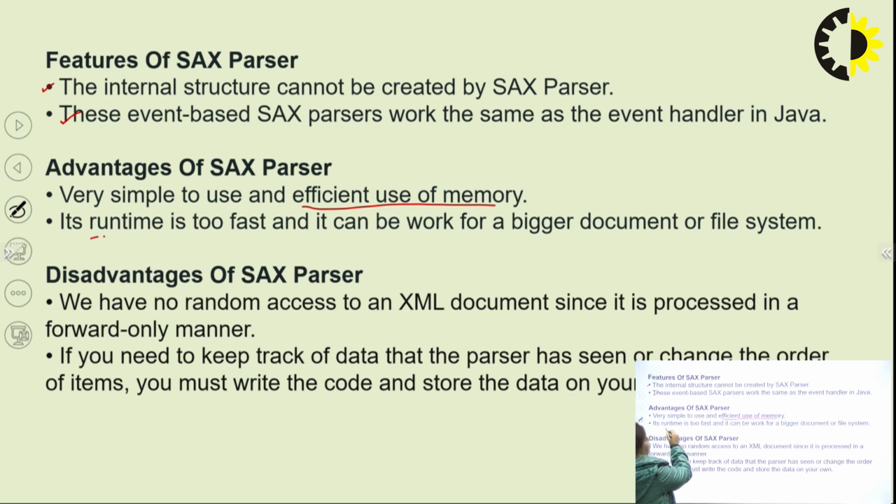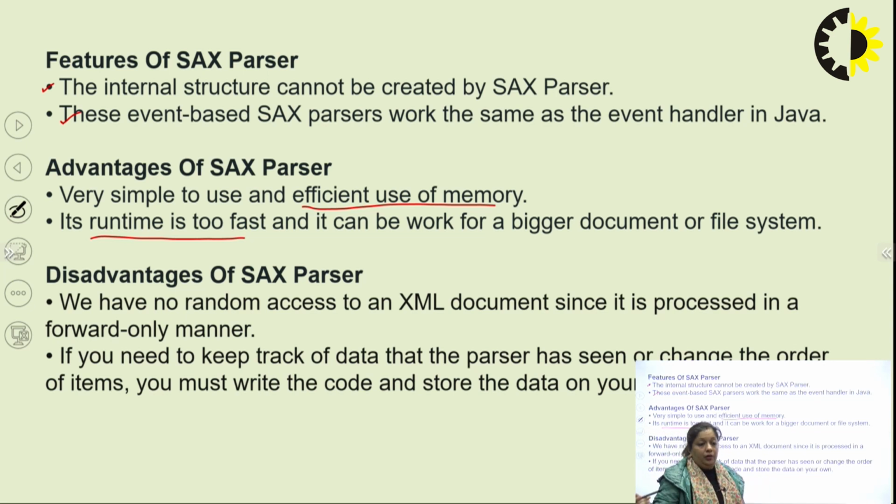Its runtime is also fast and it can be used to work with bigger files or documents. Why is the runtime fast? Because it is going to read the entire document line by line. So wherever it encounters an event, that will trigger it and it is going to handle that event. So it is very fast as compared to a DOM model. Then what are the disadvantages? We have certain disadvantages associated with it as well. We have no random access to any XML document since it is processed in a forward only manner.